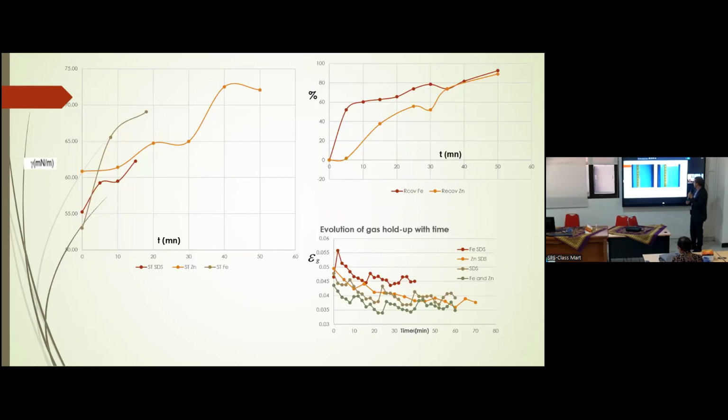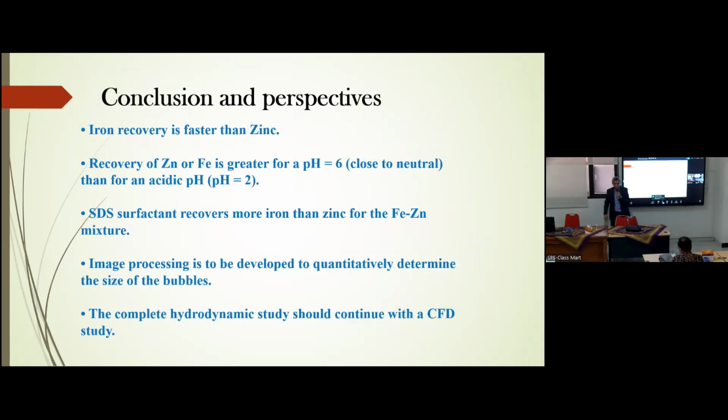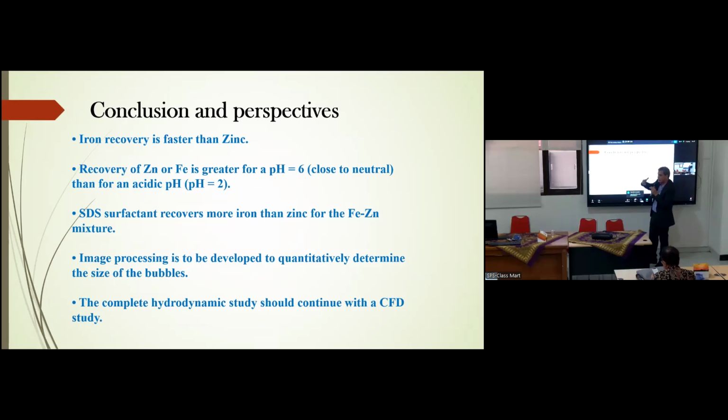Also, there is the conclusion with surface tension, with the efficiency of atomic spectroscopy, and with the presence or not of the gas. So the conclusion is, we can conclude that the iron in our work recovery is faster than zinc. We have to explain why. Maybe for the chemical structure.